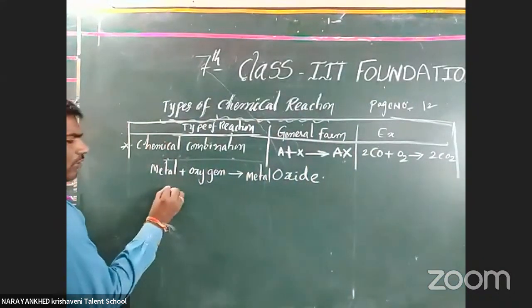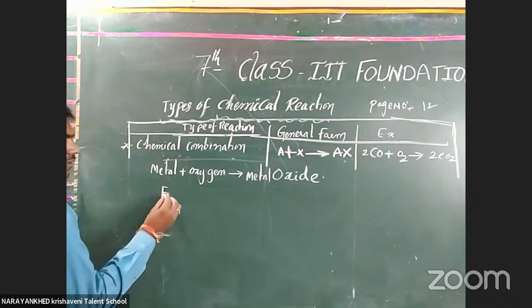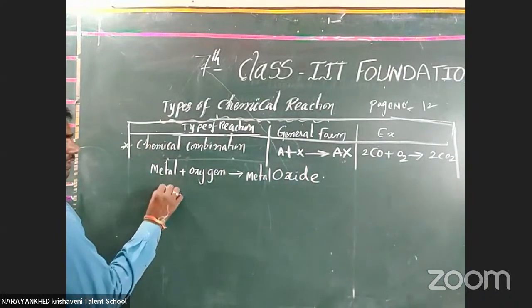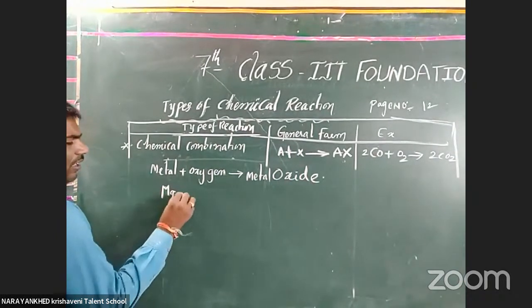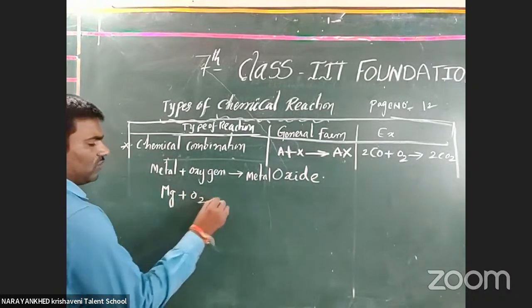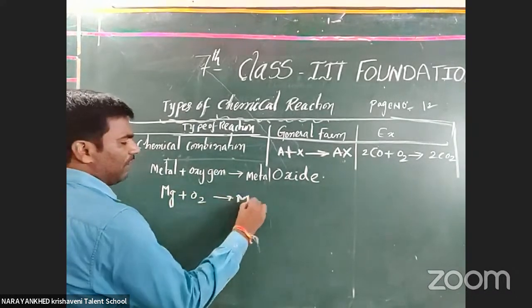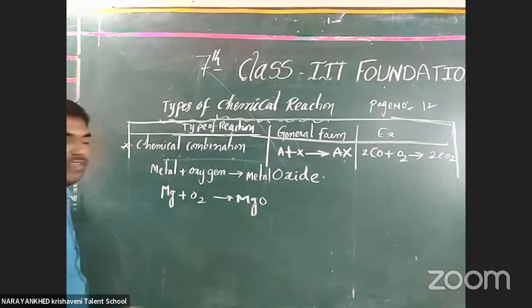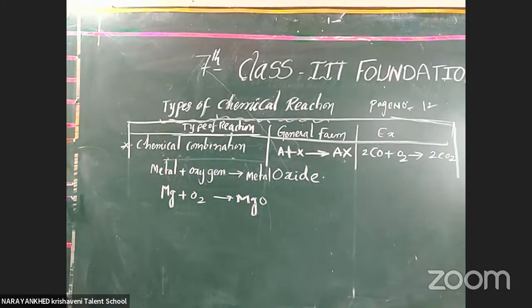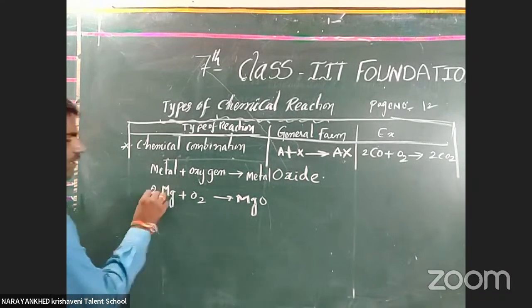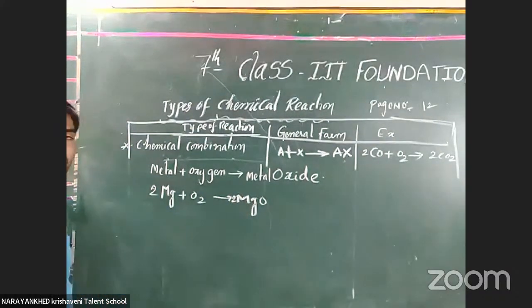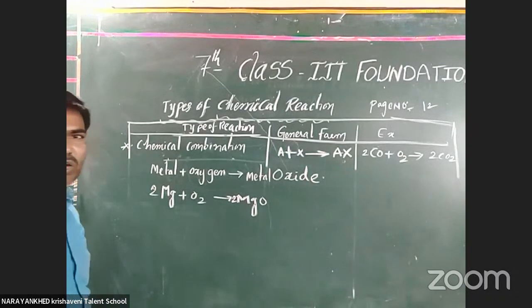Then suppose you take ferrous, or otherwise here in our textbook they have given magnesium. Magnesium is combined with oxygen. It will be formed as MgO, the general form of this equation. Understand all those students? MgO formed. Okay, now 2Mg and so on. Clear or not, all those students?